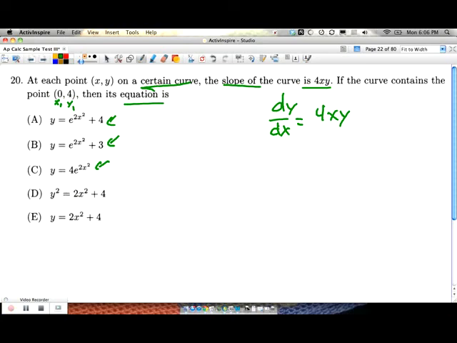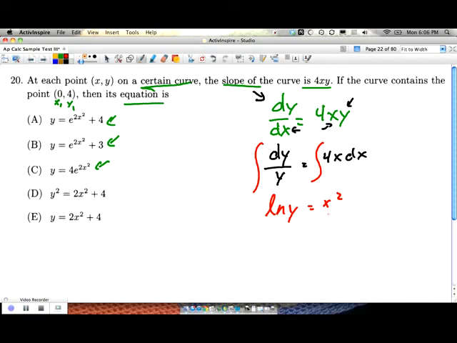So first I need to do separation of variables. If I separate these variables, I get the y with the dy and the dx with the x. Then it's going to make it a little bit easier to integrate. So I have dy over y, if I move the y over here, equals 4x dx. If I integrate both sides, that'll give me natural log of y on this side, equals, on the other side, x squared over 2 times 4, which is just going to be 2x squared, plus c.